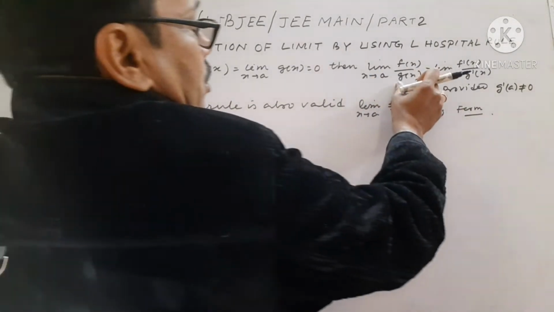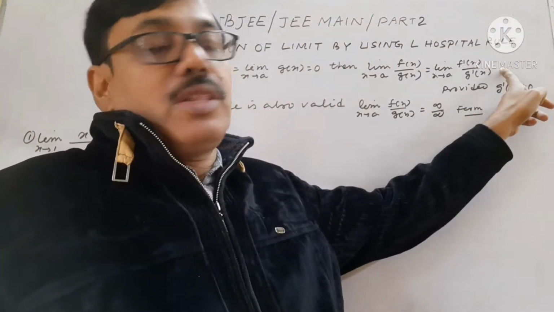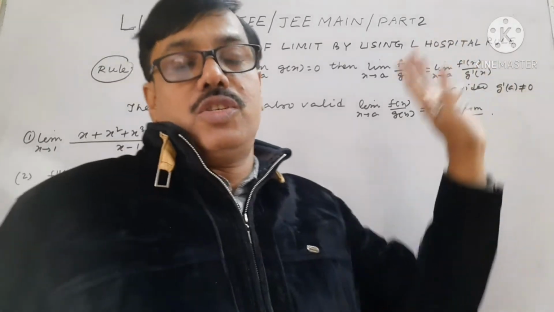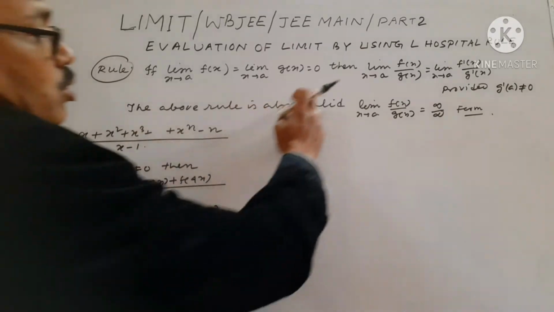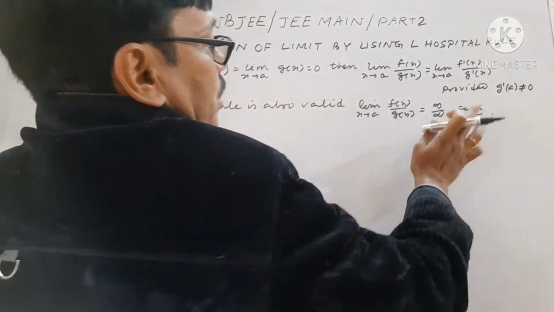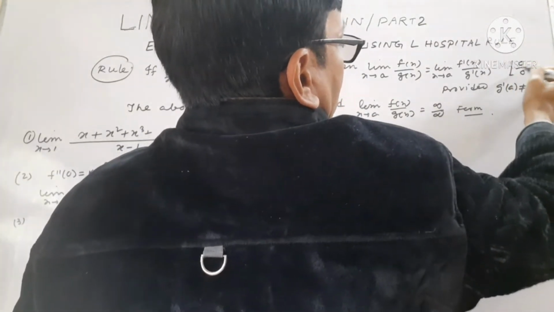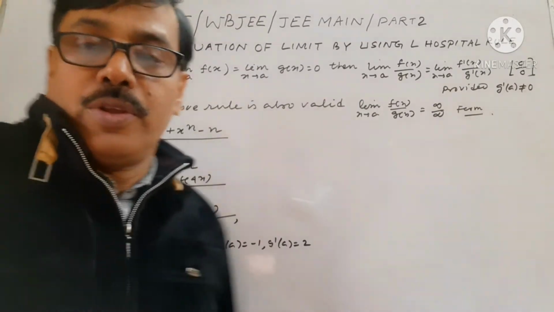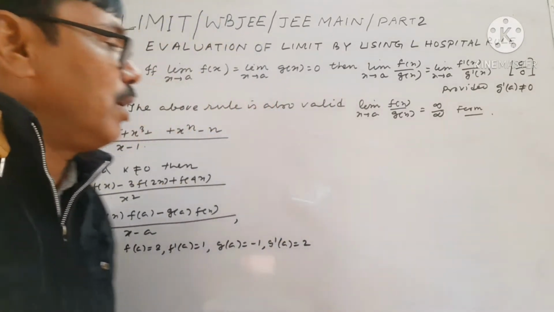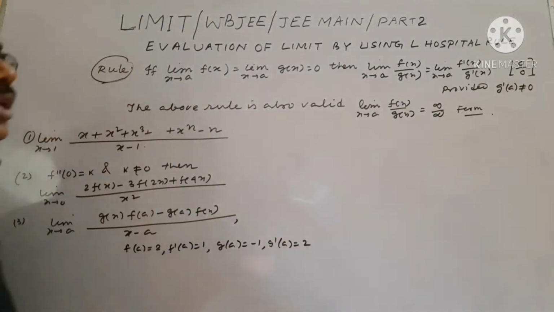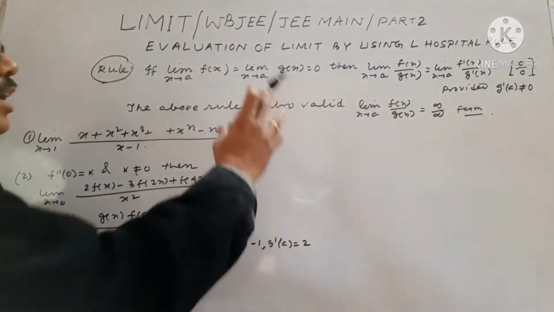Now, this process may be repeated. If it is again 0 by 0 form, then we take f''(x) by g''(x). And the above rule is also valid if it is of the form infinity by infinity. So 0 by 0 and infinity by infinity. If we use L'Hospital rule to find the limit, it will take minimum time.